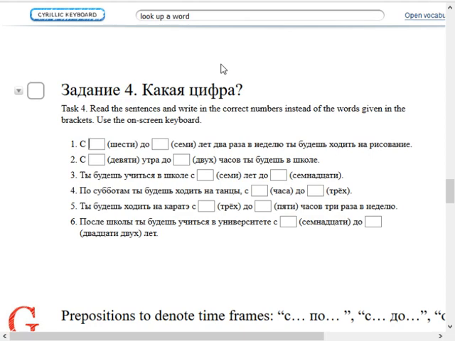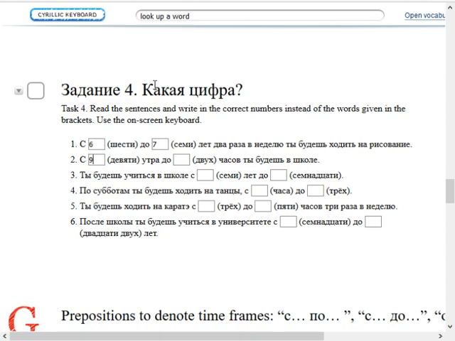That's pretty straightforward, right? So, шести, so 6, до 7, 7. Со 6 до 7 лет 2 раза в неделю ты будешь ходить на рисование. So from 6 till 7, this is from the dialogue that we just saw, from 6 to 7, 2 times a week, you will go to drawing school.